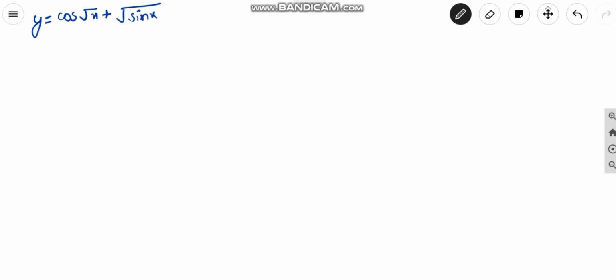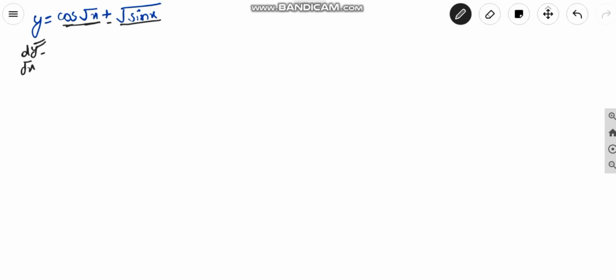Now this time we are given again a tricky function, that is y equals cos of square root x plus square root of sin x. Here you can see our angle is square root x, plus this whole function is in a square root. So just have a look at it. Also you can see these two functions are in a sum, so take out the separate derivative of these two functions.